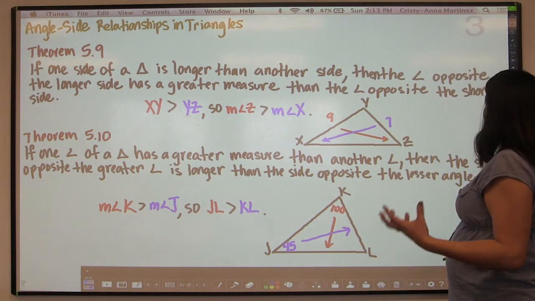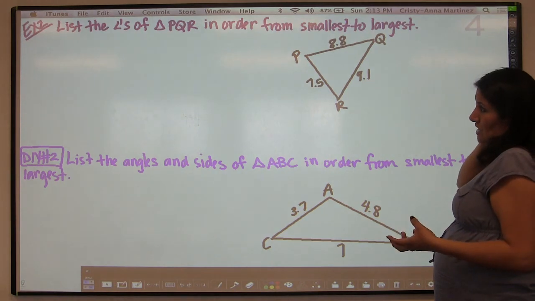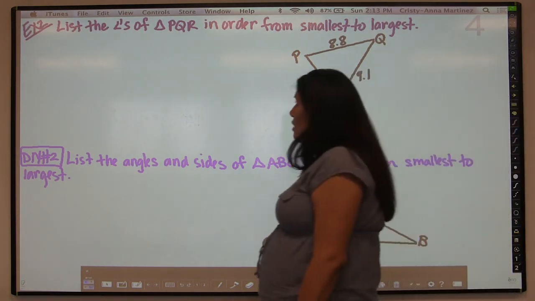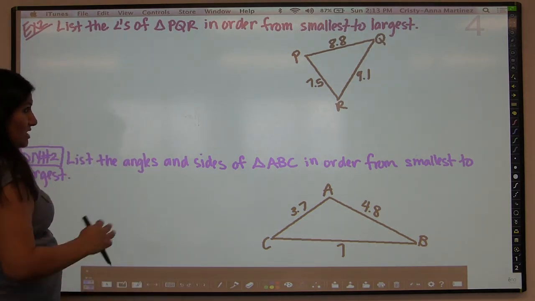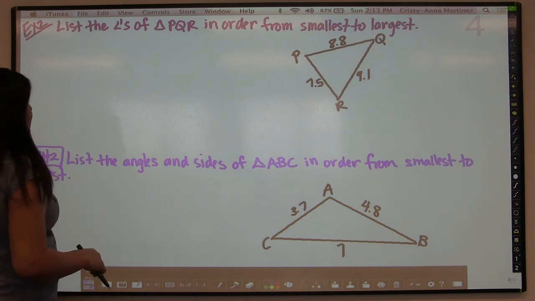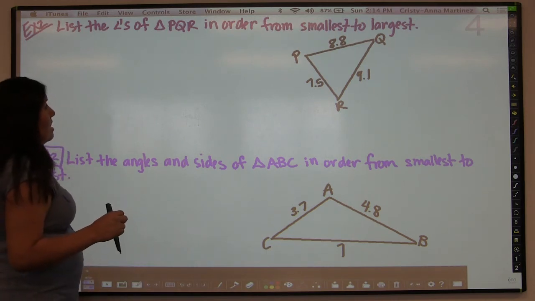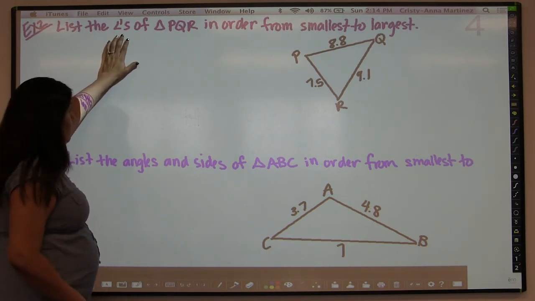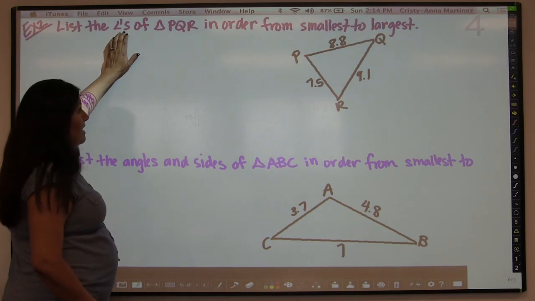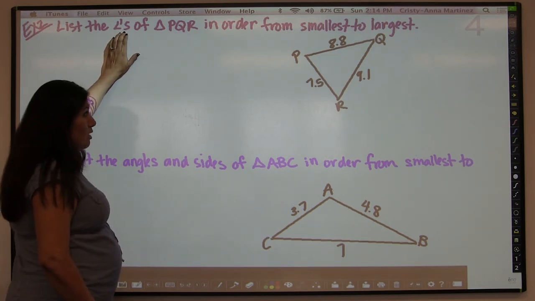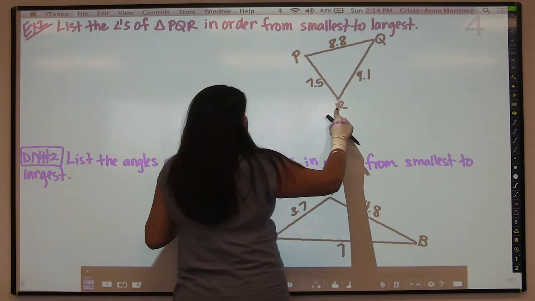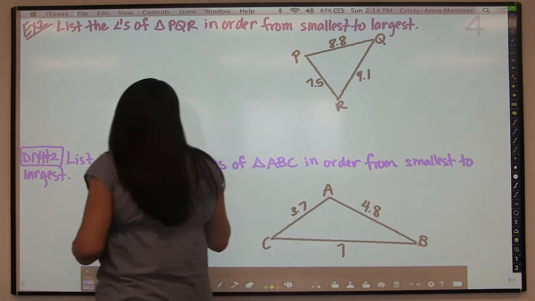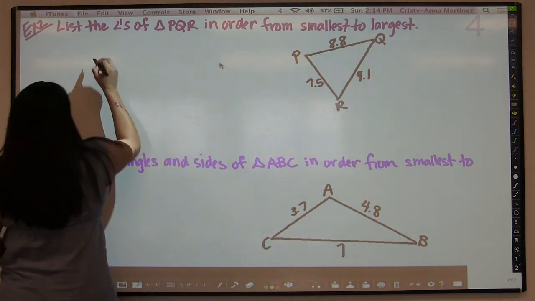So now we're going to use those theorems to do this example and the next example. It says here, list the angles of triangle PQR in order from smallest to largest. Please pay attention to whether it's smallest to largest or largest to smallest. In order for us to list the angles in order from smallest to largest, I need the shortest side. So the shortest side is going to be opposite the smallest angle. So here the shortest side is PR. And the angle opposite PR is Q. So Q has to be the smallest angle. So we put angle Q.